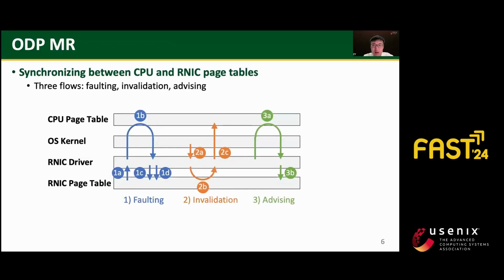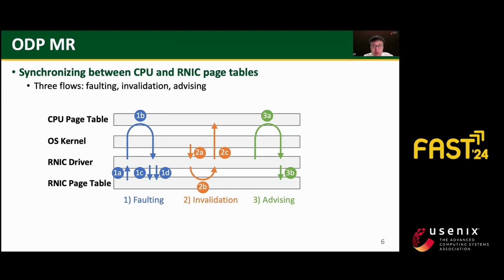RNIC solves the RNIC page fault by 4 steps. Step 1A, 1B, 1C, and 1D drawn in the figure. Step 1A, the RNIC suspends the network connection and informs the RNIC driver of the page fault. Step 1B, the RNIC driver interacts with the OS kernel to trigger a CPU page fault. The kernel resolves the CPU page fault. It loads data from the SSD and sets the page table properly.